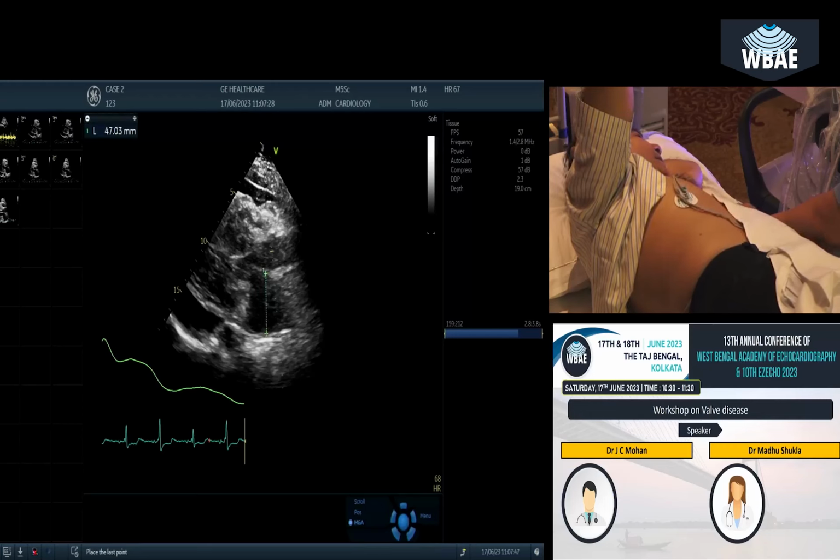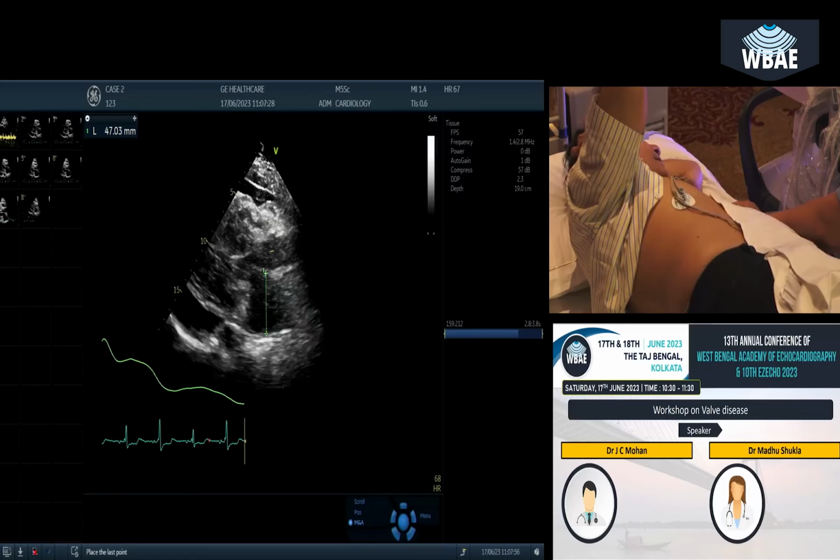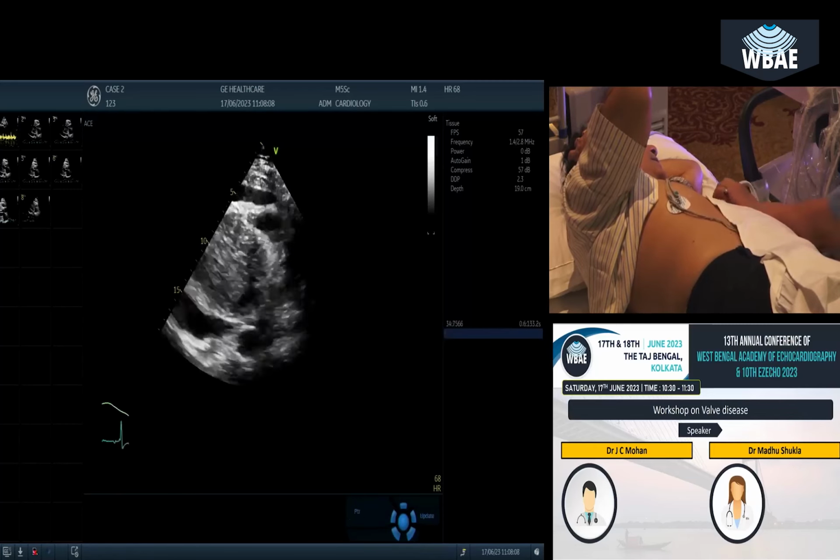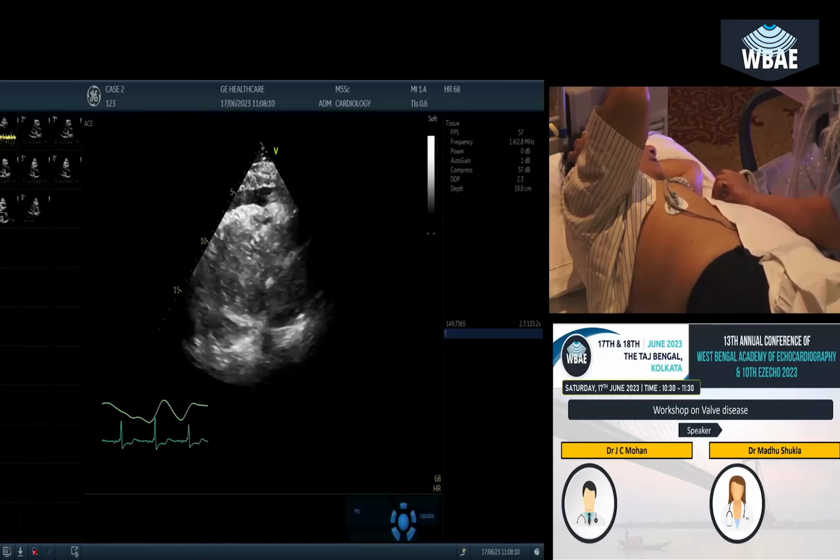So the left atrium is enlarged, we know filling pressure is elevated. So obviously we know that the patient would have pulmonary hypertension, and that is probably the cause of pericardial effusion. Now we'll check the short axis view. Dr. Madhu, in short axis we'll take three views of the ventricle, and then one at the base, maybe two at the base.